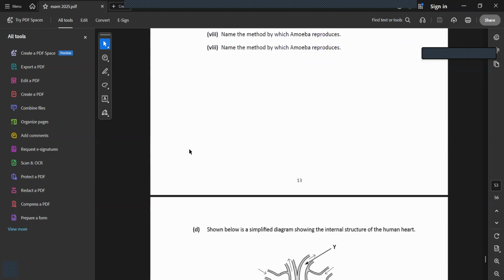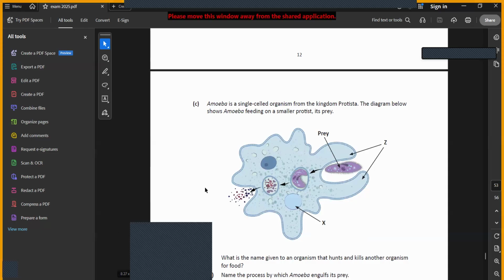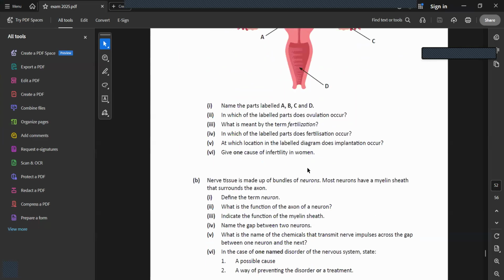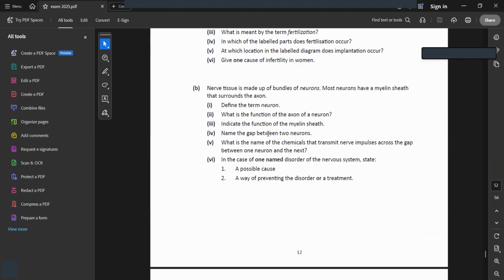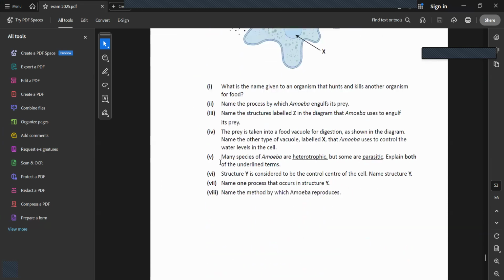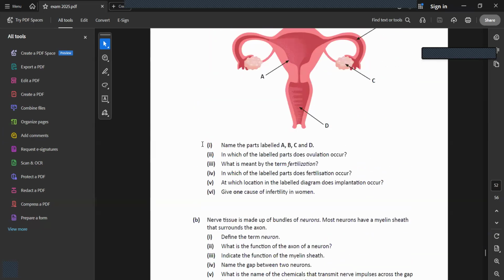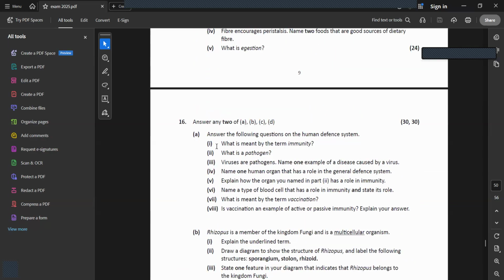So for example, you have question number 17 and you have question number 16. Okay, for example, question number 17. I'm good at reproductive, I'm good at nervous system, so I'm going to answer this way. I'm good at the female reproductive system, but I'm not good at the neurons and the CNS. Let's go to the next one. I'm good at this one, so I'm going to answer everything about the amoeba. So I'll answer, for example, A and C in 17. This is one question. Then I will go to question number 16. Again, I will check about the human defense system. I'm good at it. I'll answer it.